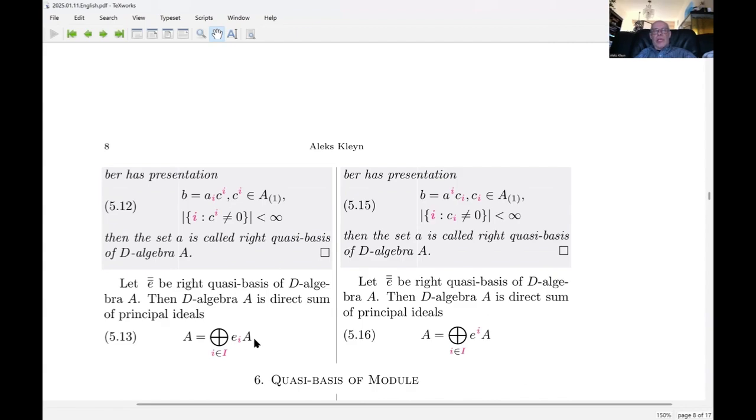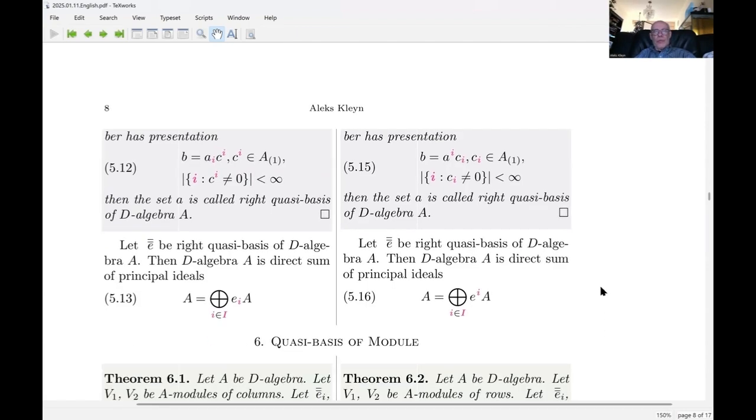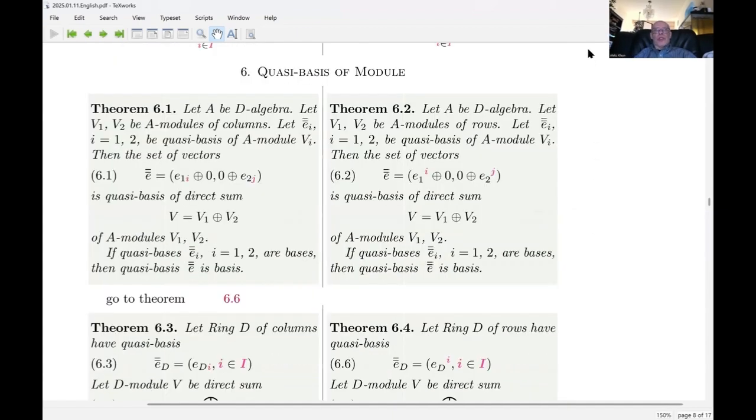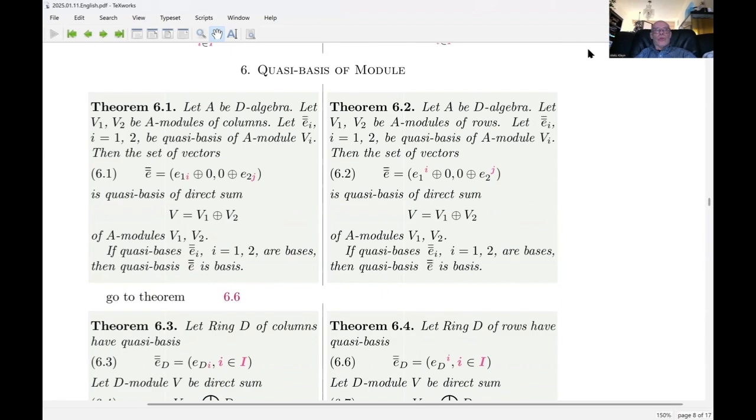If algebra A is commutative, we still talk about left and right quasi-basis of algebra A to make a difference with basis of algebra A as a model of algebra T. Before we consider quasi-basis of a model, we consider theorem 6.1.